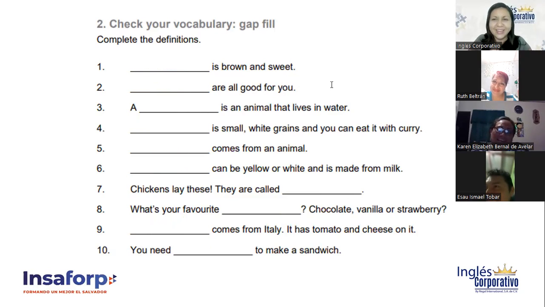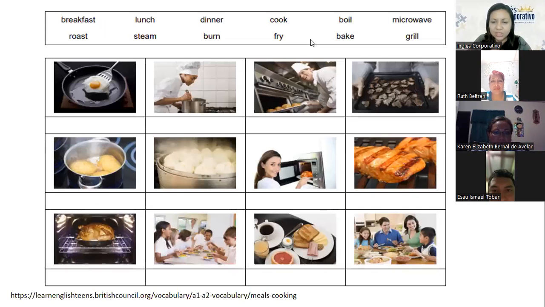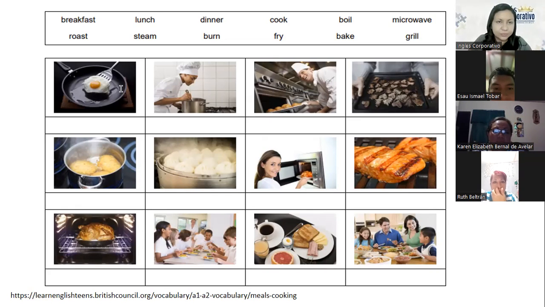Very good. Okay. Now, next, we are going to practice the cooking verbs, cooking actions, and other vocabulary for meals and cooking. So please help me match the picture with the word. For example, what is this? Breakfast.